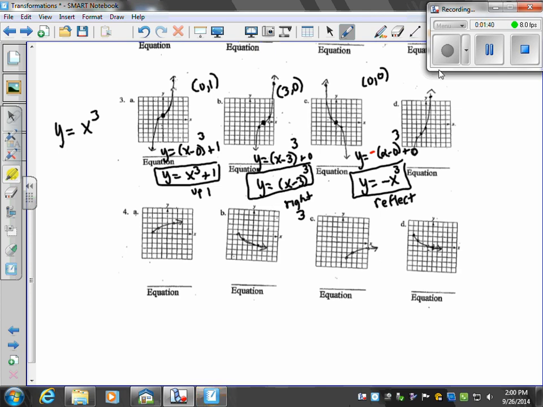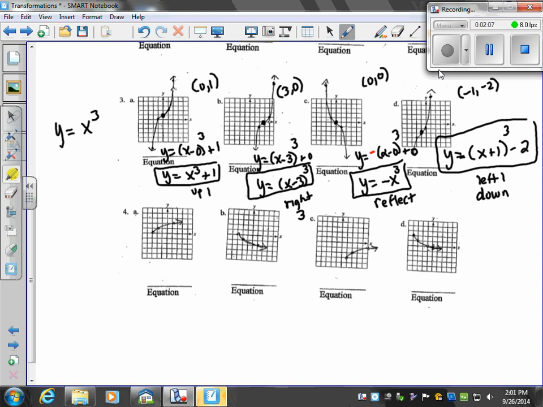Okay, and our last one is going to be, this one's not reflected. It looks like it's going through negative 1, negative 2. So that's going to be y equals x opposite of 1 cubed and then minus 2. So here's our equation of the last one, and it means we're going to go to the left 1 and down 2 units.